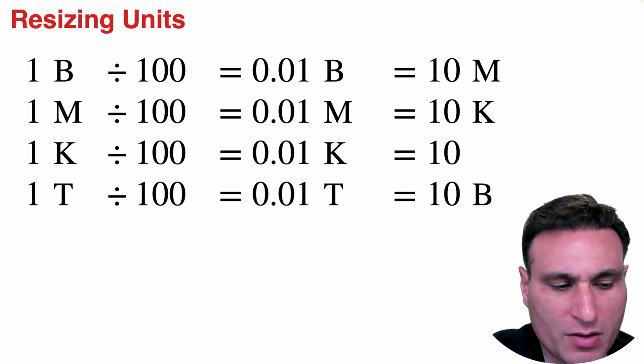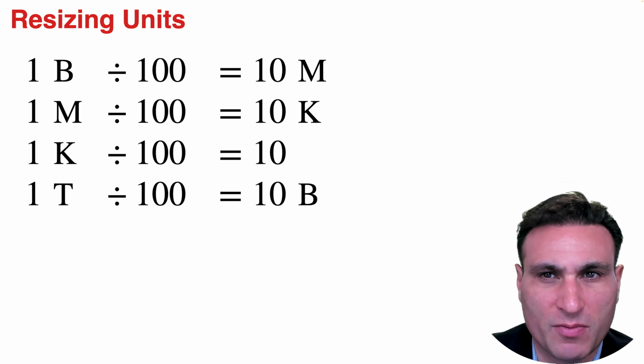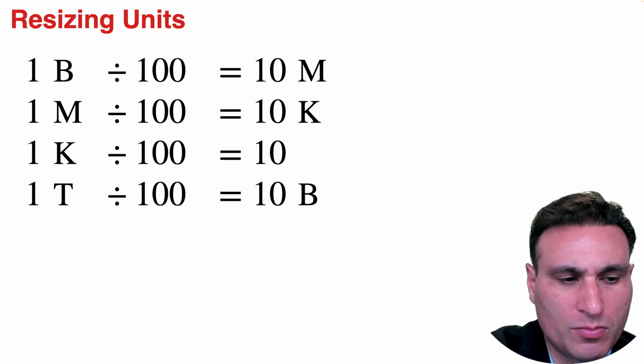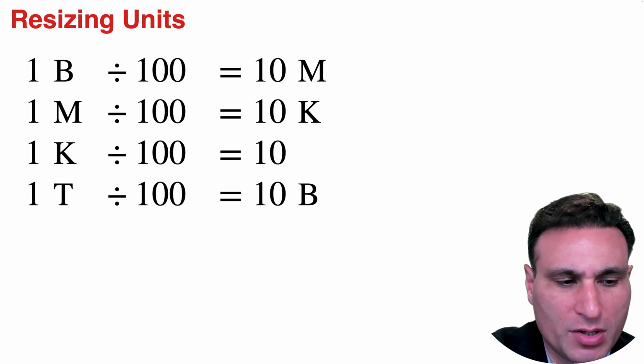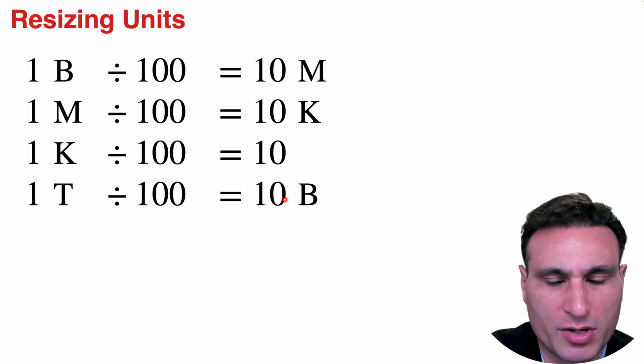And again, we can think of 1 trillion as 1,000 billions. So dividing 1,000 by 100, you get 10. These are the facts for breaking units. Here are the same facts without the middle column. 1 billion divided by 100 is 10 million. 1 million divided by 100 is 10,000. 1,000 divided by 100 is 10. And 1 trillion divided by 100 is 10 billion.